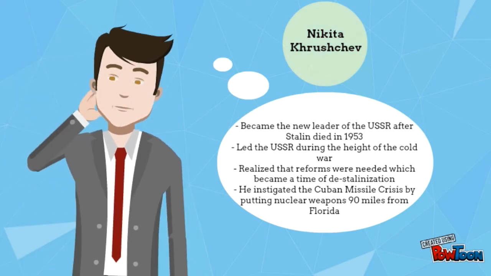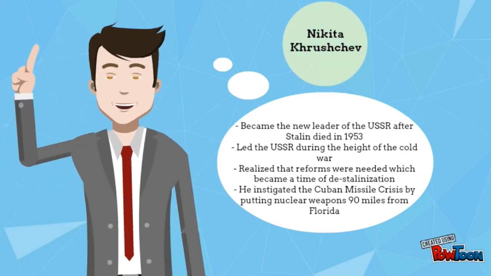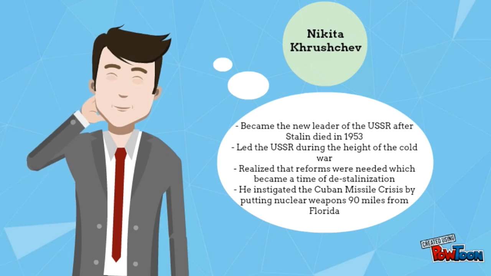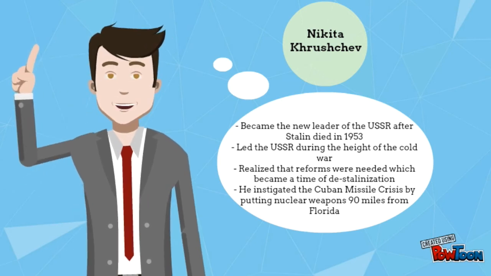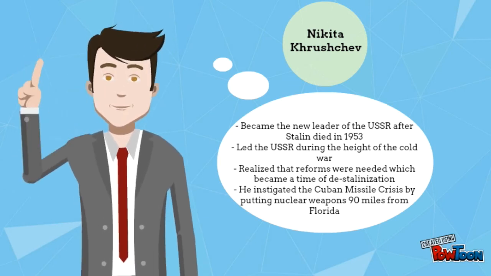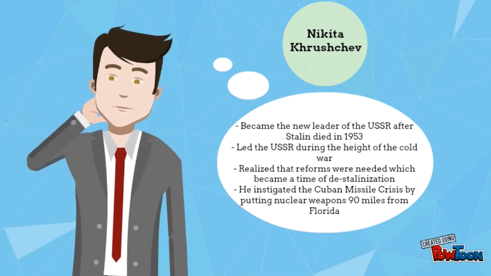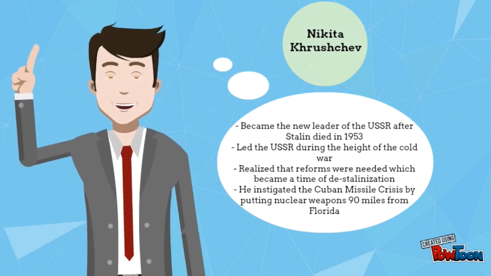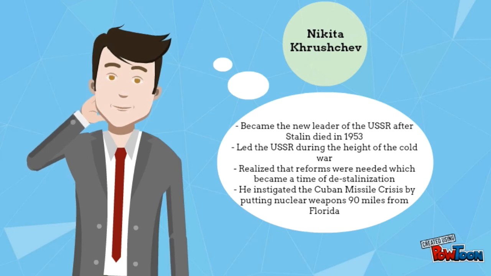Another important person is Nikita Khrushchev. He became the new leader of the USSR after Stalin died in 1953. He led the USSR during the height of the Cold War and realized that reforms were needed, which became a time of de-Stalinization. Additionally, he instituted the Cuban Missile Crisis by planting nuclear weapons 90 miles from Florida.